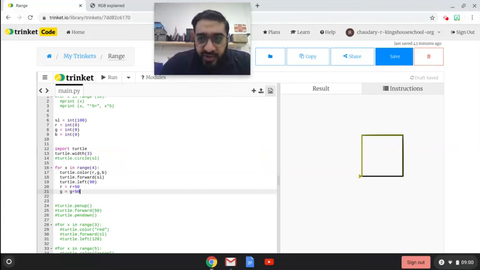Okay, so what we should have is a square similar to that. You guys may have played around with your colors a little bit. That's fine, no problem. Now what we're going to do is we're actually going to change our 4. So instead of getting it to do it 4 times, we're actually going to turn it into a while.